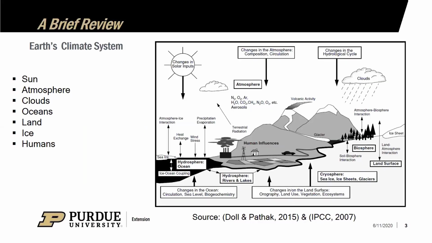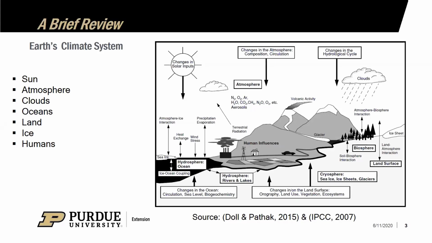The Earth's climate is a dynamic and complex system. You see here on this slide that there are several different factors that go into the Earth's climate system. So you have the sun, you have the atmosphere, the clouds, the oceans, land, ice, and humans. So we're all part of the same spaceship, essentially floating through space.